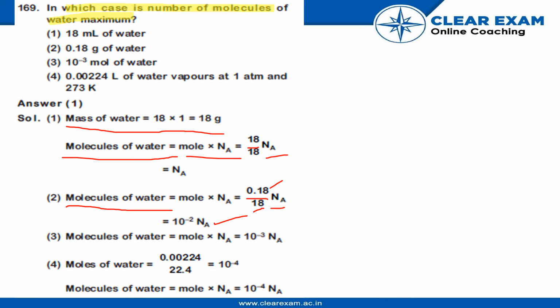Then in the third case, we are given 10 to the power minus 3 moles of water. That will be multiplied with Na, which will give you a smaller number. So this will not contain many molecules of water. And in the fourth part, we are given 0.00224 liters, that is 10 to the power minus 4 Na. So that absolutely will not give. So the correct answer over here is option number 1, that is 18 ml of water.